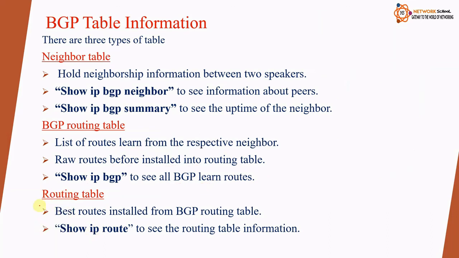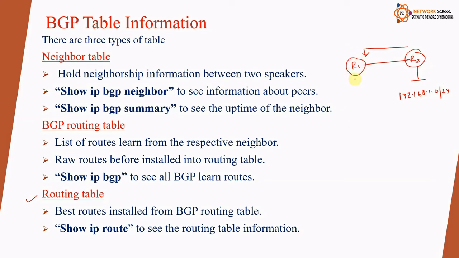And now the routing table. So what is the routing table? As you all know, the routing table is a table where you will get all the best routes that the router will take to forward the traffic towards the destination. So let's say we have the router R1 and we have the router R2, and this update, 192.168.1.0/24, has been sent from router 1 to router 2.